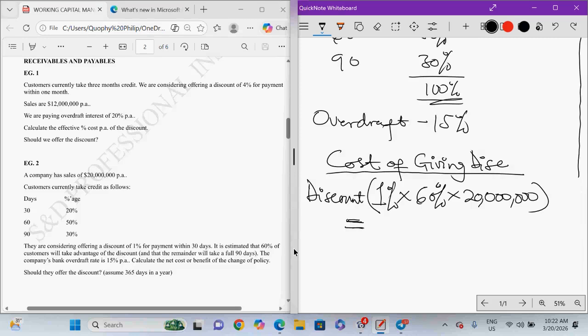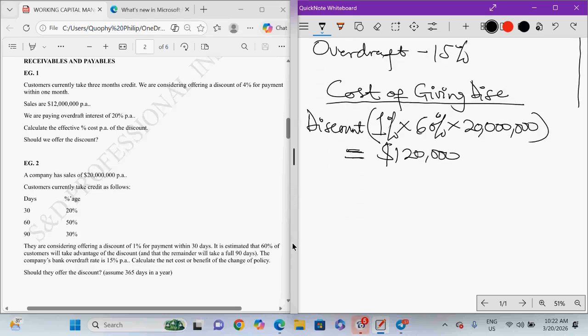$120,000. So 120,000 is basically the cost of what? Giving the discount, right? That is the cost of giving the discount. We'll come and do the benefit of giving the discount.